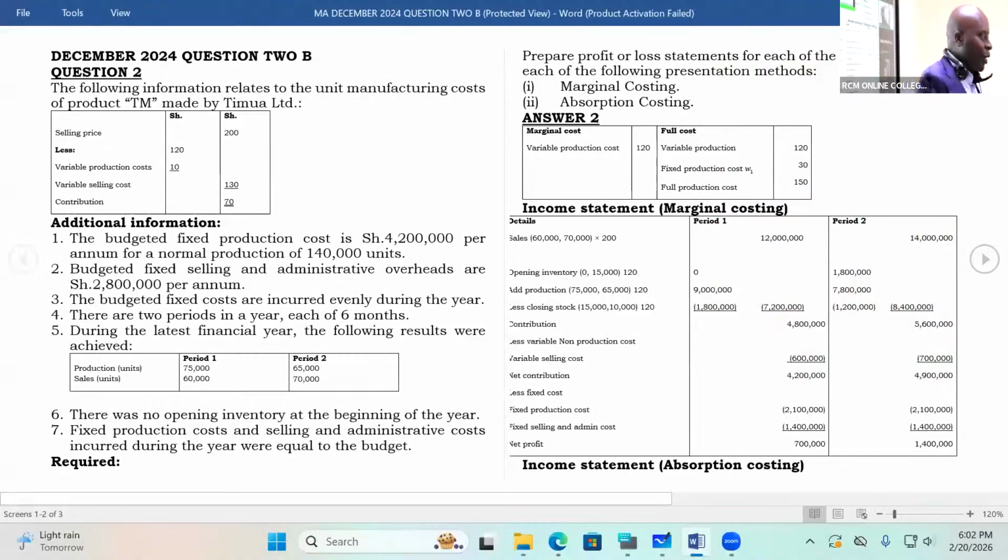Great. So it will be good for me to do this question from top to the very last thing, including a reconciliation. All right. So we are doing December 2024, question number 2B.